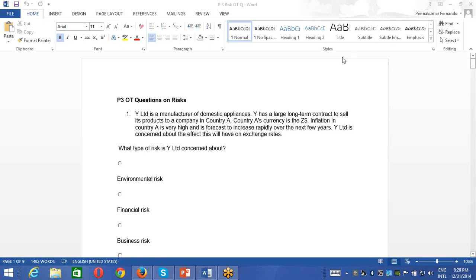What was your thinking about it? Because this is all about the different kinds of risk. We were talking last time about different categorization of risk. So this particular question: a manufacturer of domestic appliances has a long-term contract to sell its products to a company in country A. The currency is, say, dollars. Inflation is very high and forecast to increase rapidly, and they are concerned about the effect this will have on the exchange rate. So basically the risk is exchange risk. But under categories, where will it be? Is it environmental? Is it financial? Is it business? That's what we have to look at.